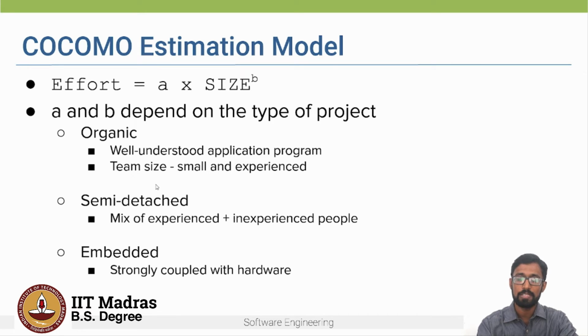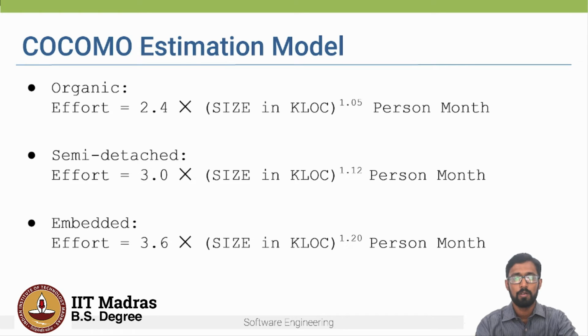And what you have seen is that the effort not only depends on the size of the project, but also the type of project. The composition of the team is also an important factor on which the estimate depends. So based on an empirical analysis of several projects, Boehm came up with these values for A and B for each of the types of projects.